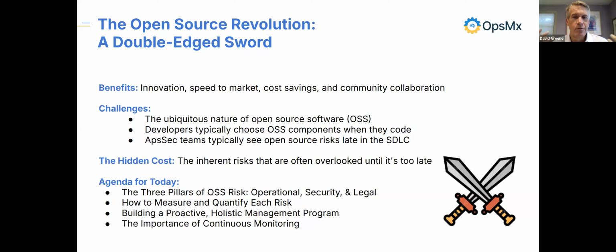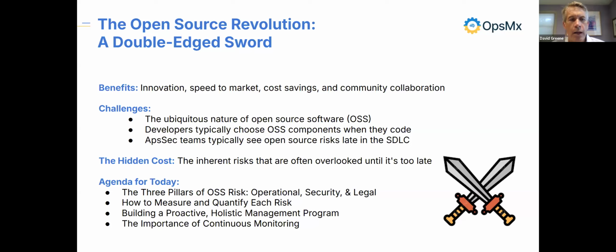And so part of the challenge we're trying to address here is, given open source is everywhere, and given the developers and AppSec teams are kind of operating on different time horizons, how do we start to converge that so that we don't end up with hidden costs that come from open source security risks that are just overlooked or not visible until it's much too late in the process?